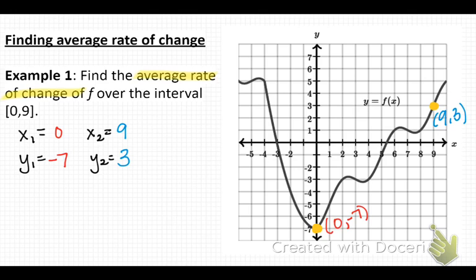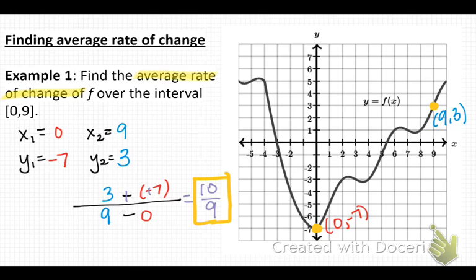So I'm going to fill out my formula, which is y2 minus y1 over x2 minus x1. Now, what is 3 minus negative 7? 10, because I'm going to add them. And what's 9 minus 0? 9. And can that be simplified? No, so that's my slope.